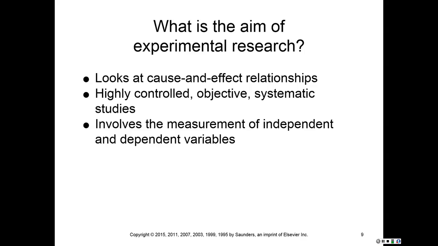What is the aim of experimental research? It's looking at cause and effect relationships, highly controlled, objective, systematic studies, and it involves the measurement of independent and dependent variables. In these studies, subjects are in groups. They don't use the term subjects so much anymore as participants, so you might keep that in mind.